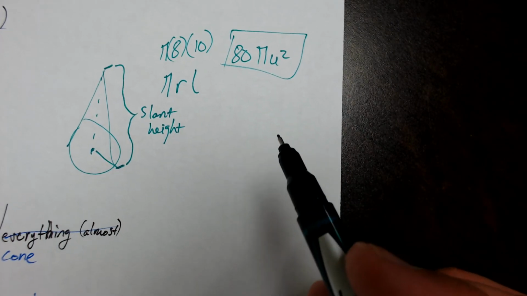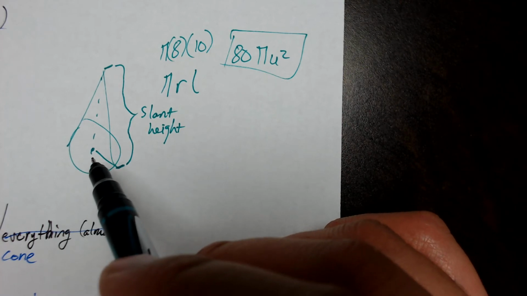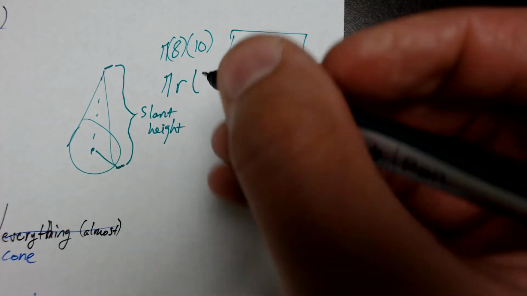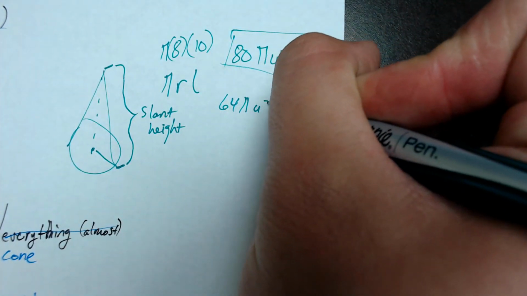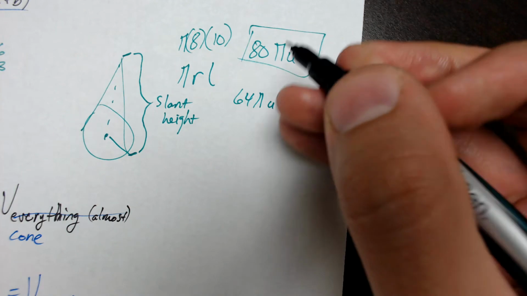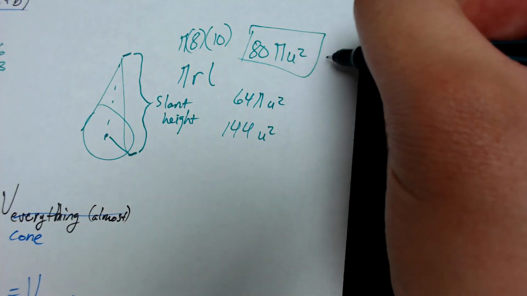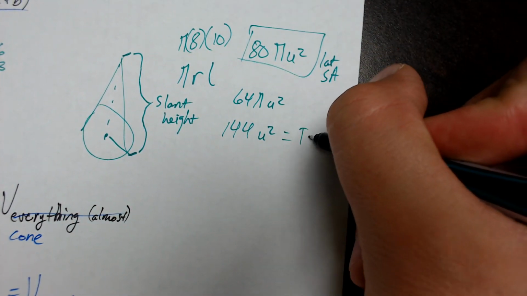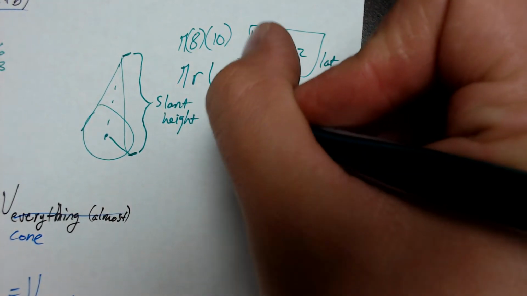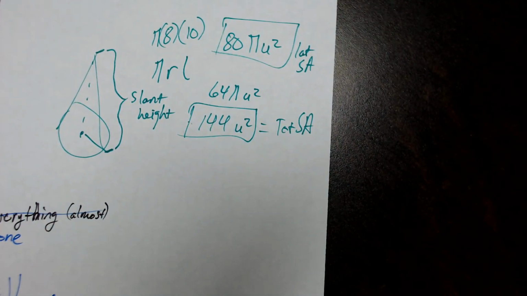Now, if I want to add the area of the base, I have to find the area of the circle. So the area of the circle is going to be pi r squared, or 64 pi units squared. So then I would just add that, and that would give me 144 units squared. So this is lateral surface area up here, and then that equals total surface area. So then that's the surface area of a cone.